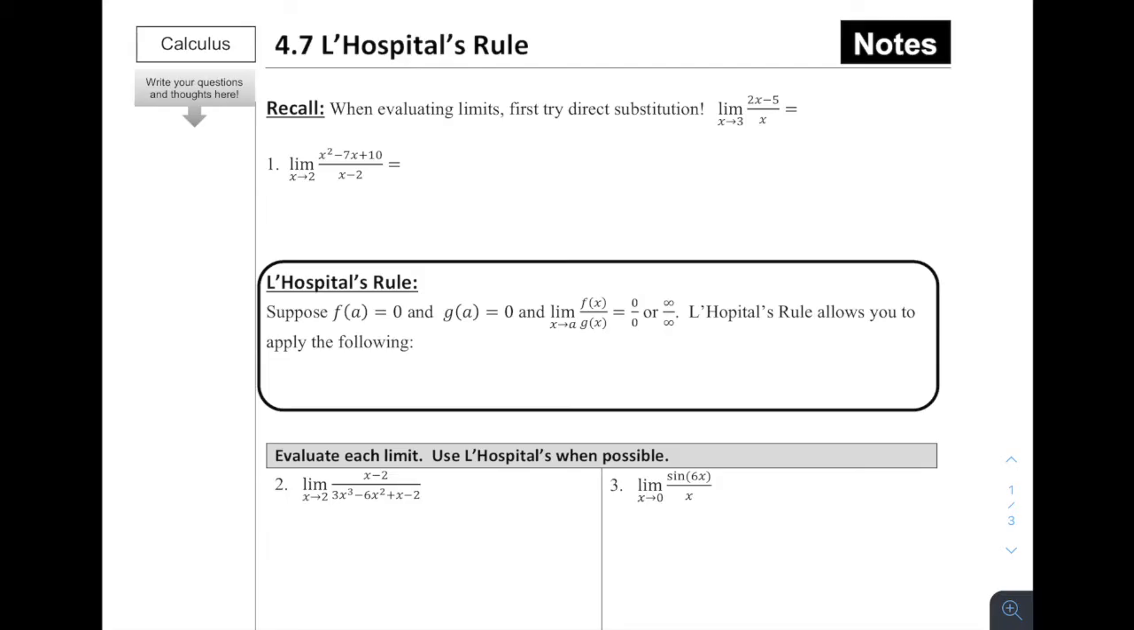We are on the final lesson of Chapter 4, and we're talking today about L'Hopital's rule. First off, before we get into it, a couple things. Sometimes you will see this name L'Hopital spelt with or without an S. So sometimes you might see it like this. Generally, that's a regional thing.